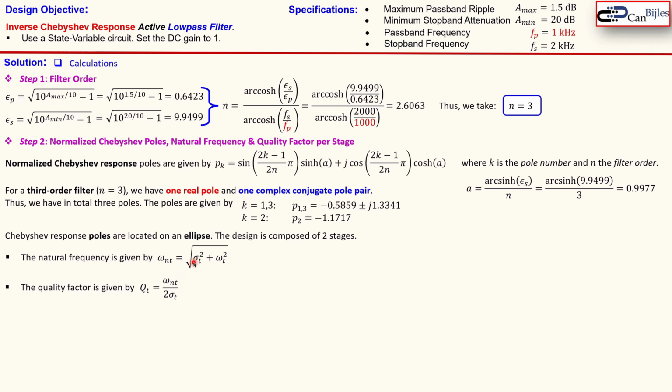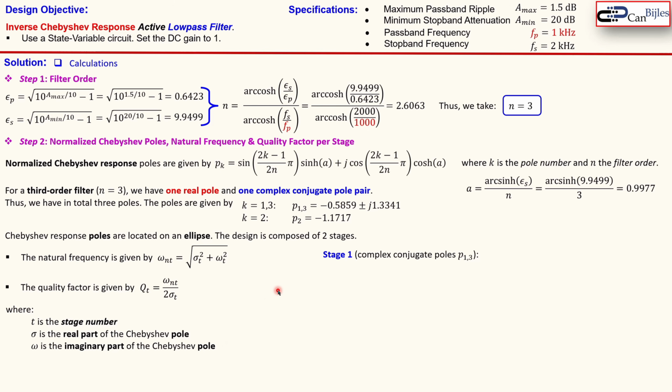So the sigma here is the real part of your pole. And the omega is here the imaginary part of your pole. In a similar form, you also use that for the quality factor. Now again, here you see that t is the stage number, the sigma is the real part of the Chebyshev pole, and the omega is the imaginary part of the Chebyshev pole.